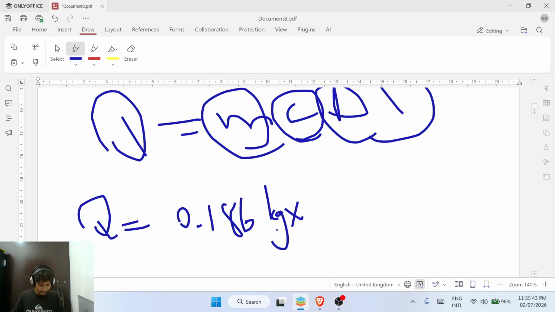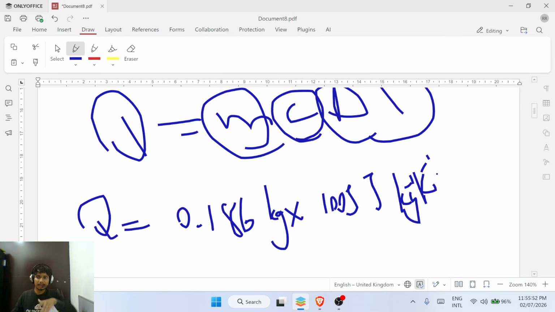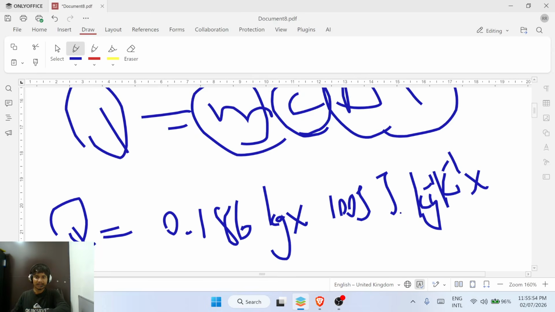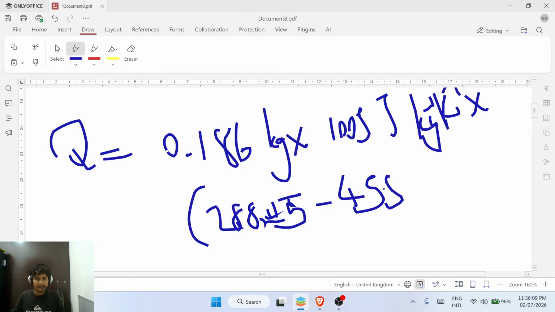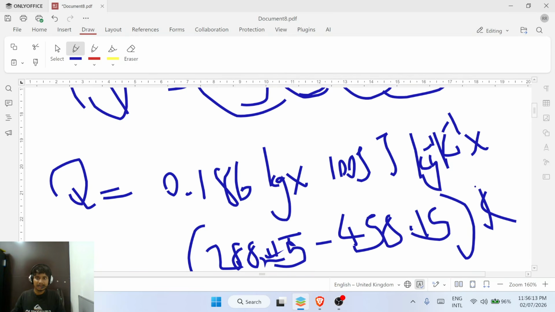What is the C? C is 1005 joule kilogram minus 1 Kelvin minus 1, into delta T. Delta T is T2 minus T1. What is T2? 288.15 minus 458.15 Kelvin. Here Kelvin and Kelvin minus 1 will be cancelled.